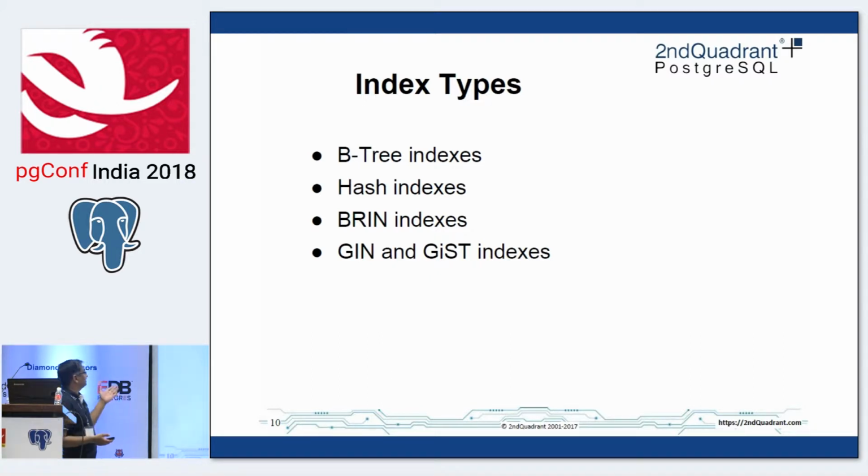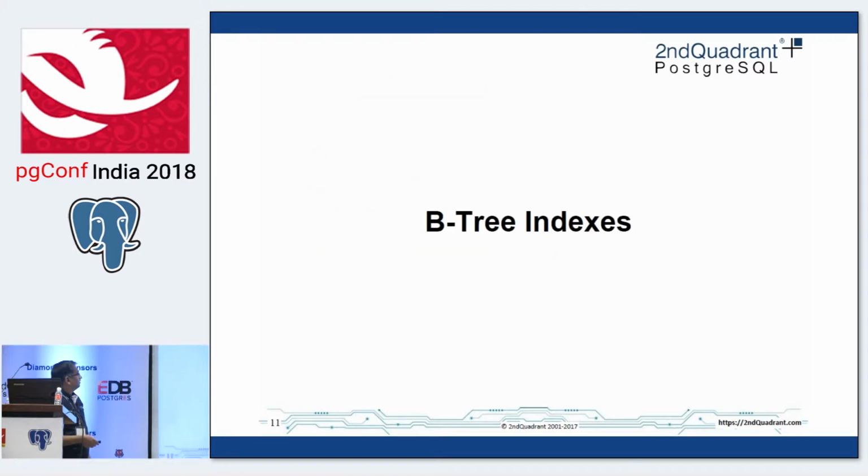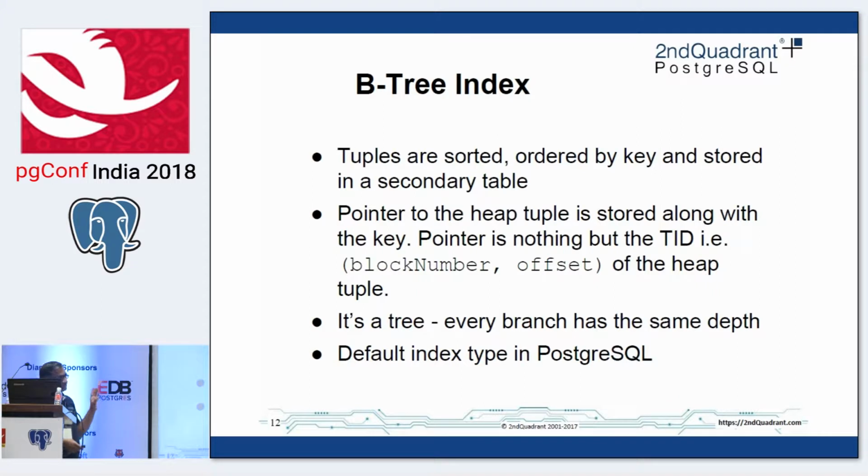Btree indexes, hash indexes, BRIN, which I think is new in probably 9.5, and GIN and GiST indexes. I'm going to spend some time looking at Btree indexes in more detail, because to be honest, that's probably the most widely used index type in Postgres, or for that matter any relational database system. It's also the default index type in Postgres.